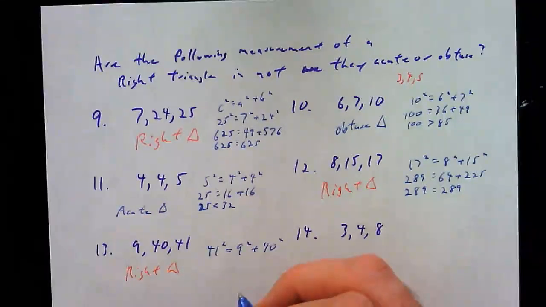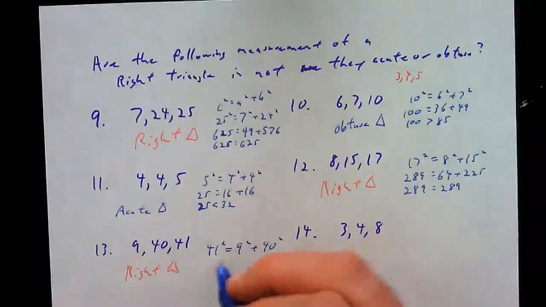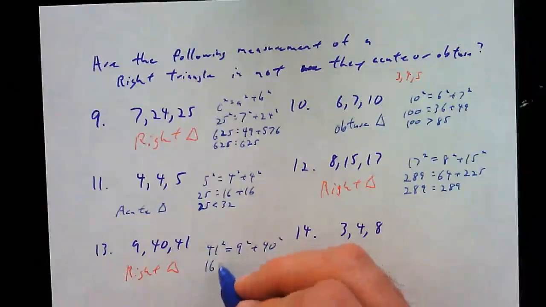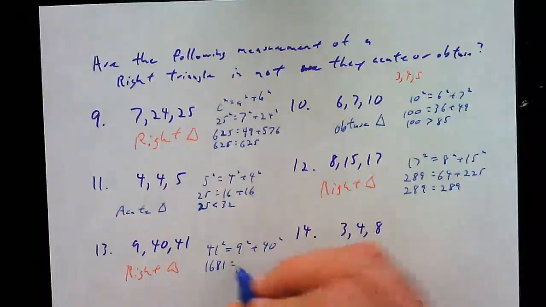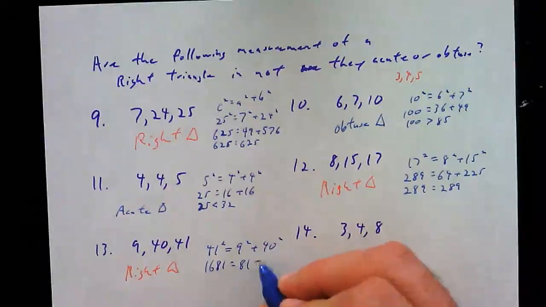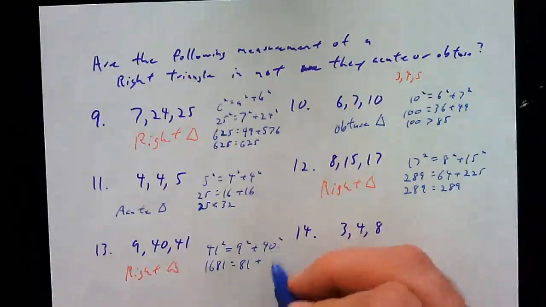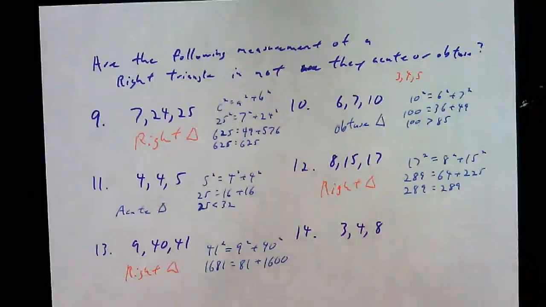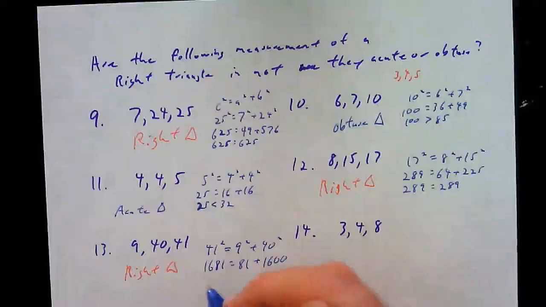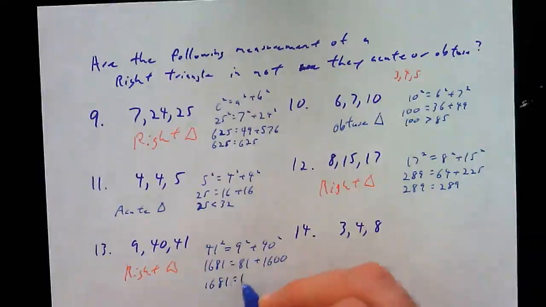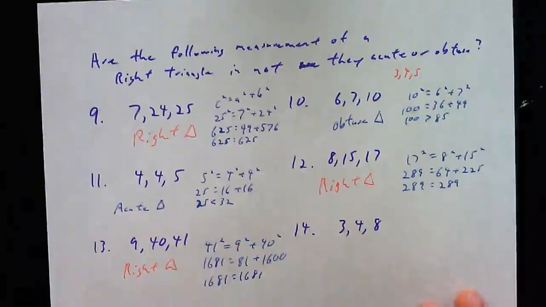Now this one I actually need to use a calculator because I don't know 41 squared off the top of my head. That is 1681. 9 squared, I know, that's 81. This one I could do in my head, that's 1600. Add those two together, and guess what? We get the same value because it is a right triangle.